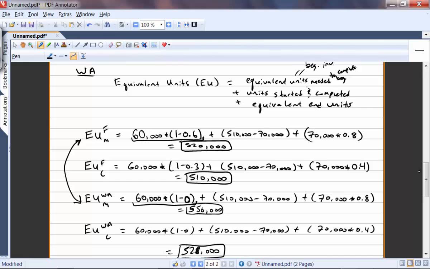Here, each unit is 60% done, and the difference between 556,000 and 520,000 is 36,000. Right? The difference is exactly 60,000 times percentage completion. And so if it was 100% done, then the difference would be as big as it could possibly be, which would be 60,000.